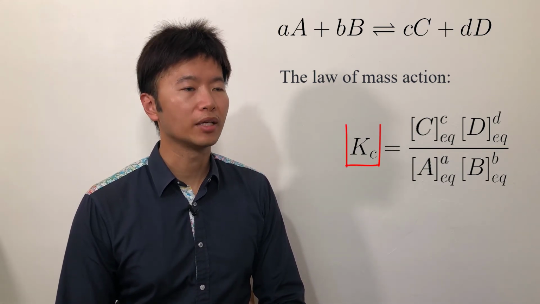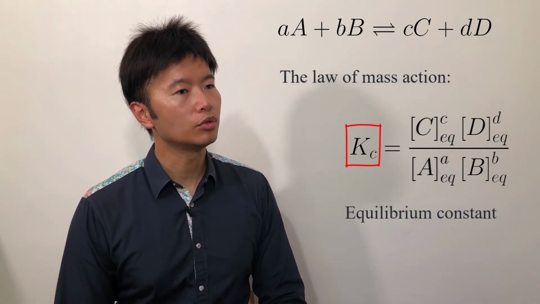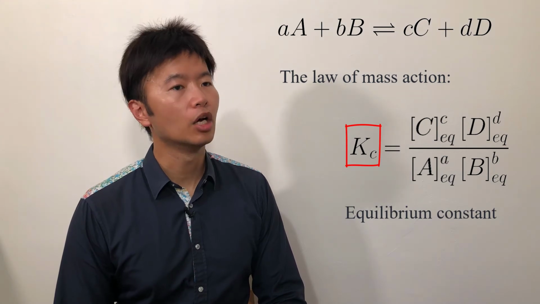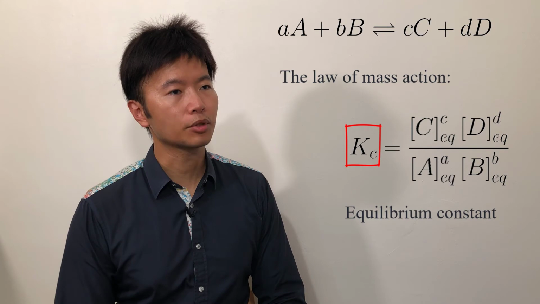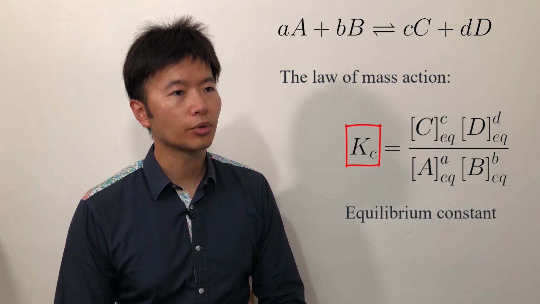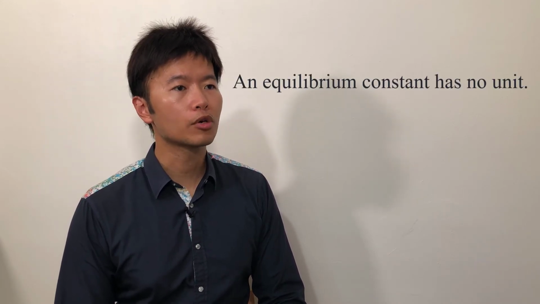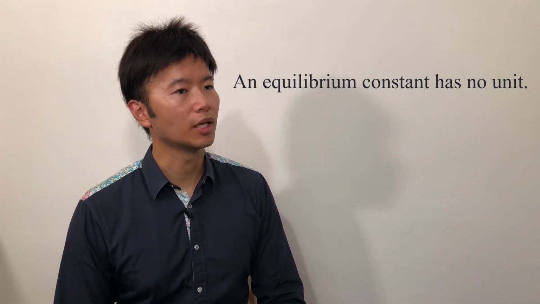The numerical value is known as the equilibrium constant, and we use the upper case letter K to represent an equilibrium constant. The subscript c is used to indicate molar concentration. We will learn different subscripts later in this course to describe other reactions. Finally, equilibrium constants do not have a unit associated with them.